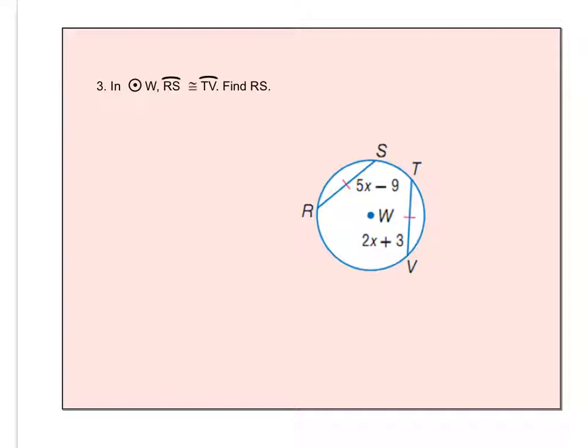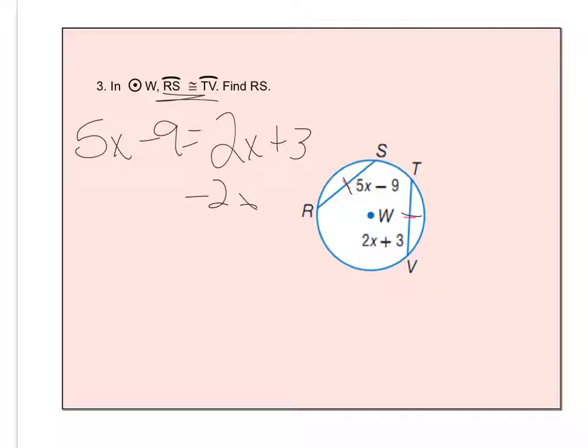So, same kind of idea. This time, they tell me that the arcs are congruent, which means that the chords are congruent. Same kind of idea. That is congruent to that. If they have congruent arcs, that means the chords are congruent. If they have congruent chords, that means the arcs are congruent.